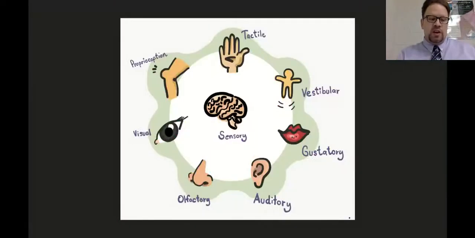Now, additionally, tactile senses or memory is associated with taste.